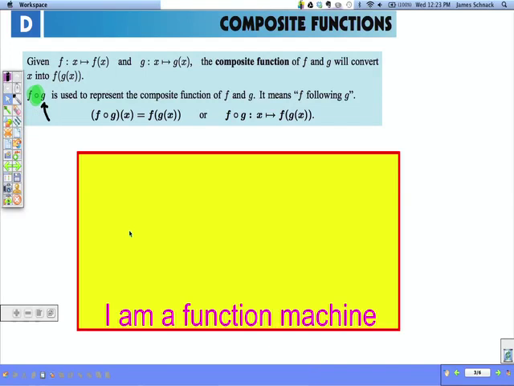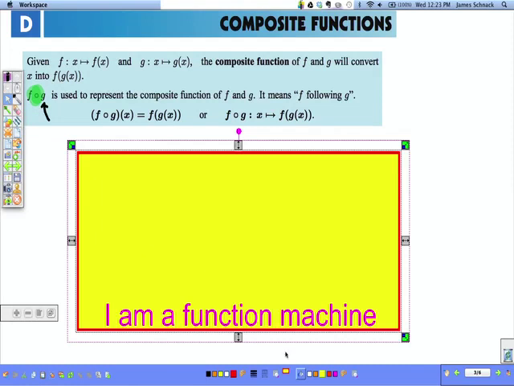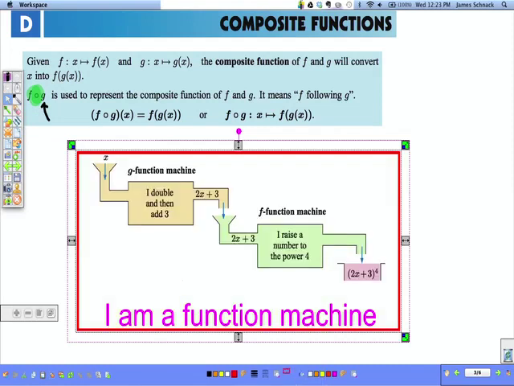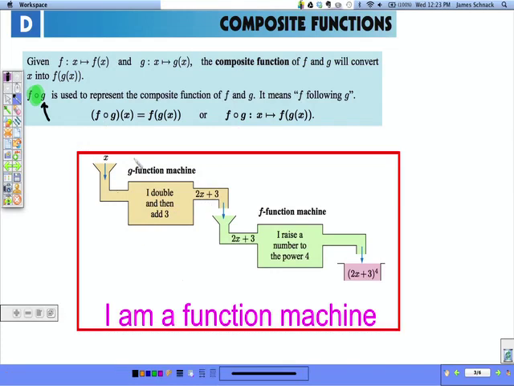In terms of this function machine, really what we have now is a bigger machine. And if we take this machine and look under the cover, we see that there are really two small machines inside working. We take x and drop it in, it doubles, and then add 3. So that machine is doing 2x plus 3. Sorry, that's g of x. And then that output gets dropped into the f machine. So the f machine, f of x, takes the input and raises it to the 4th power.